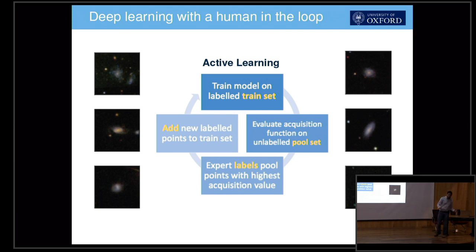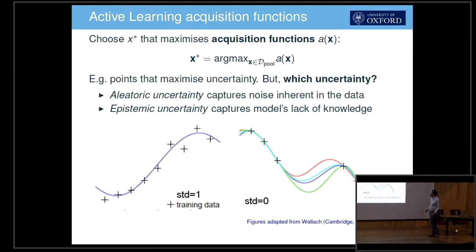We're going to switch back to machine learning and talk a bit more about active learning in the context of the tools that we talked about earlier today. So, what's a good acquisition function? One possible choice would be one that maximizes uncertainty, basically what the model doesn't know. But what type of uncertainty?